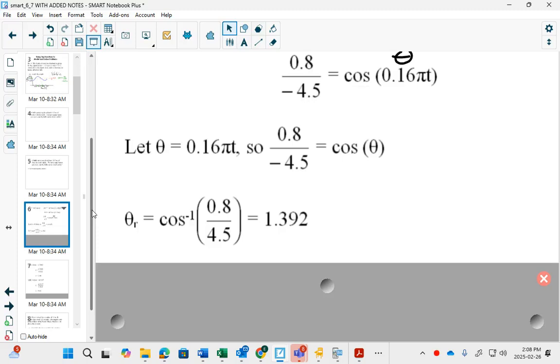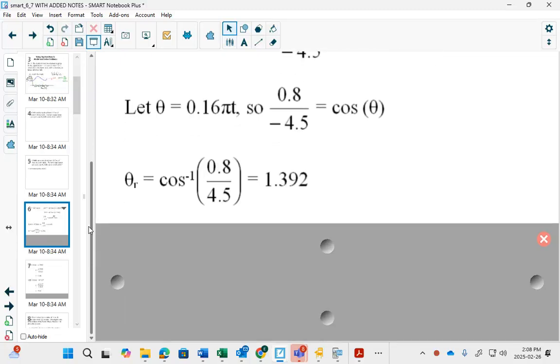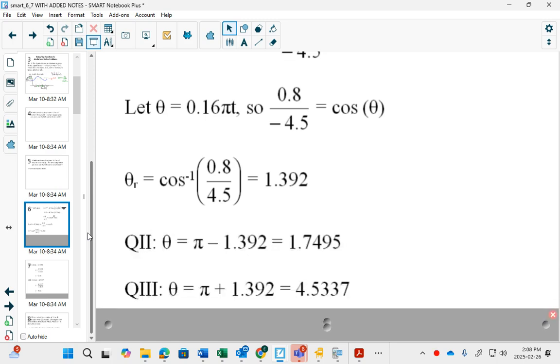How do we find a reference angle? We do cos inverse of the positive value. We get a reference angle. And then cos is negative, so we would find answers in quadrant 2 and quadrant 3. In quadrant 2, you do pi minus your reference angle. In quadrant 3, you do pi plus your reference angle. So we just figured out that theta was equal to these two things. But we wanted to solve for t, not for theta. What did we just temporarily do? We temporarily made theta this to make our life easier.